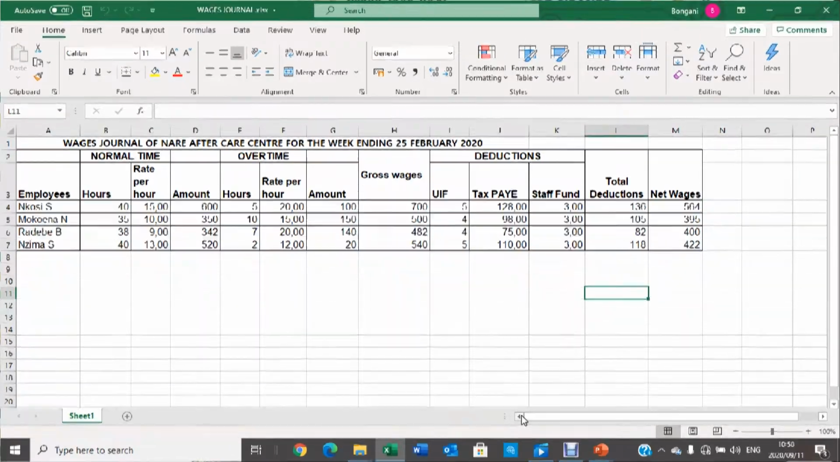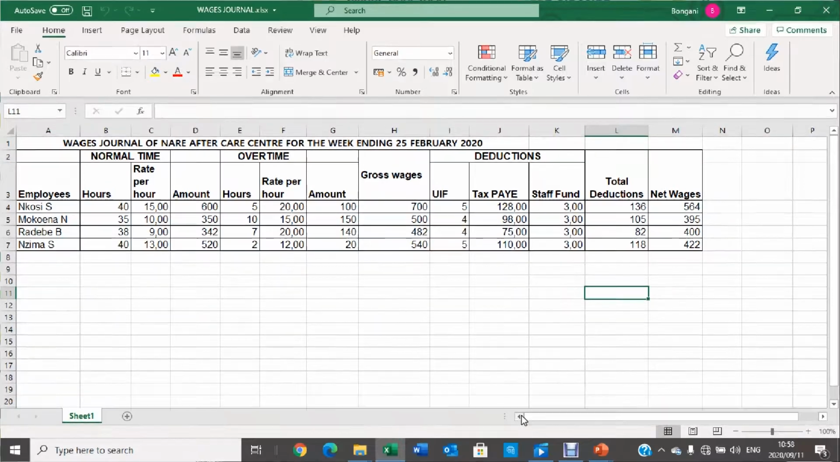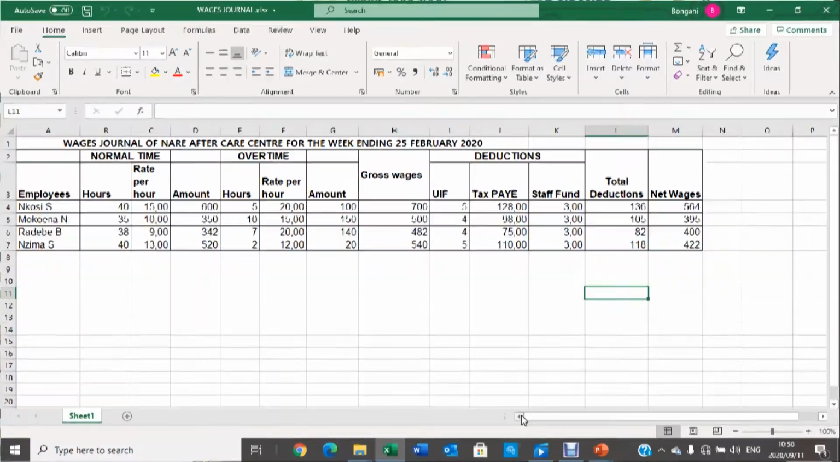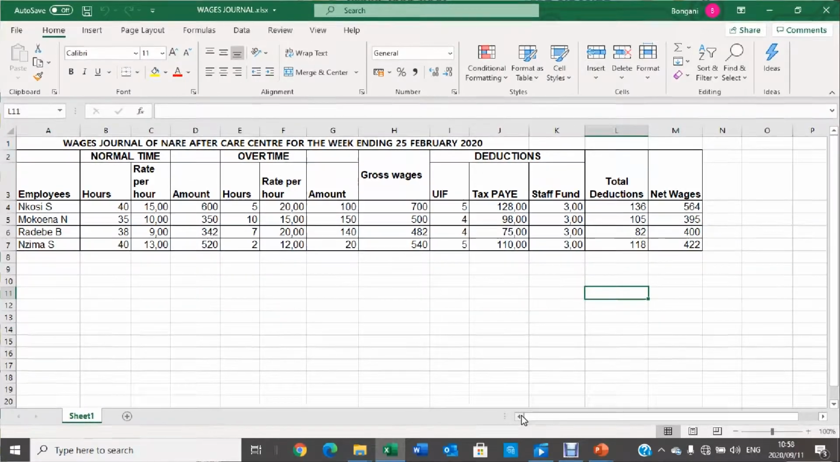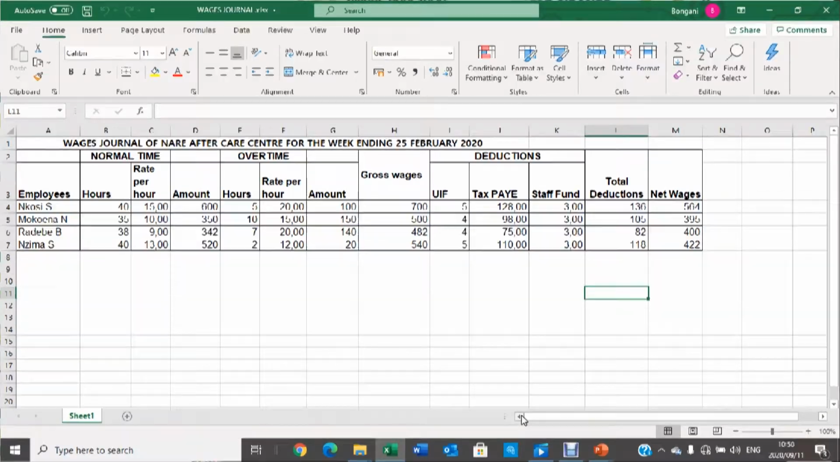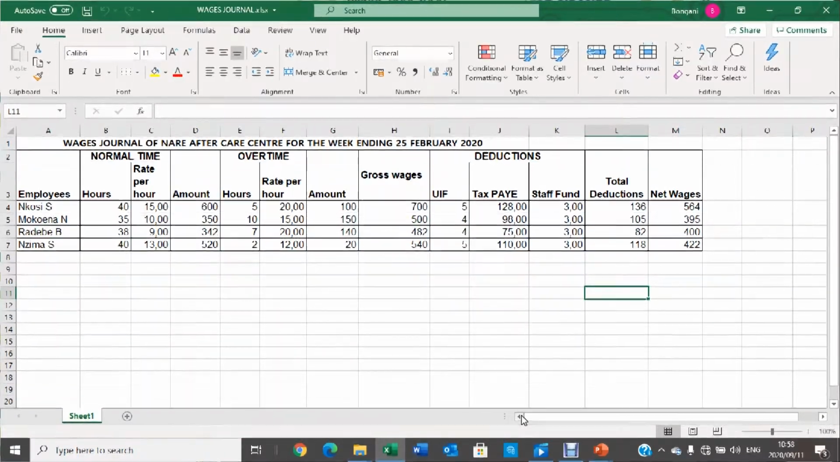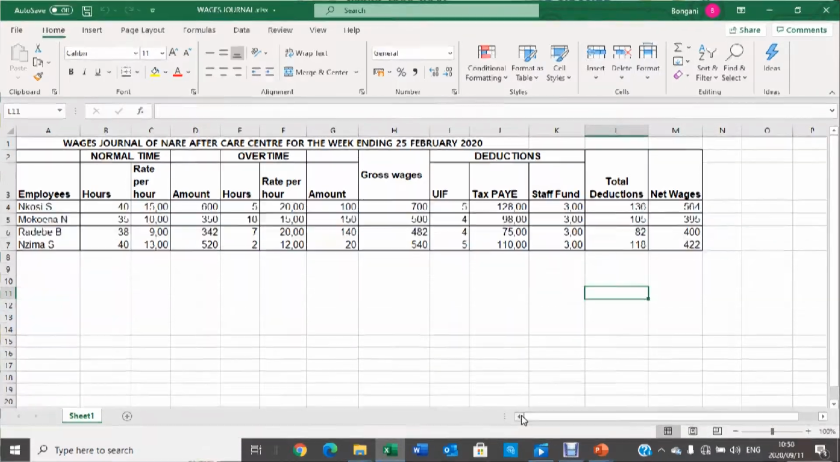And then we move to Radebe B. Normal time hours are 38, and the rate per hour is 9 rand, which means we say 9 rand multiplied by 38 hours, and then it gives us 342. And then we move to the overtime column, where the rate per hour is 20 rand, multiplied by 7 hours, and then it gives us 140 rand. And then we move to gross wages. Our gross wages is 482 for Radebe B.